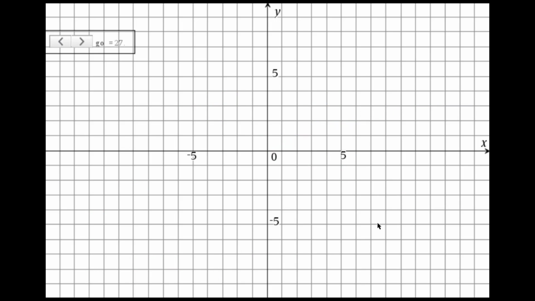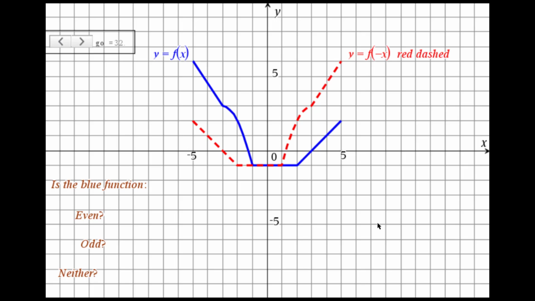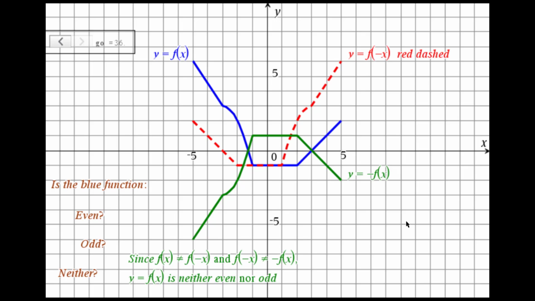And the fourth and last one is a generic function that I made up, y equals f of x, this blue function right here. We're going to graph y equals f of the opposite of x, red dashed. And you can see those are not the same, so this is not an even function. We'll also graph y equals the opposite of f of x and do that in green. And you can see that it's a reflection about the x-axis with the blue. None of these are the same, so the function's not even, it's not odd, it's neither even nor odd.